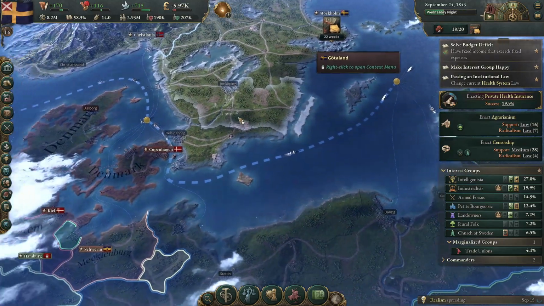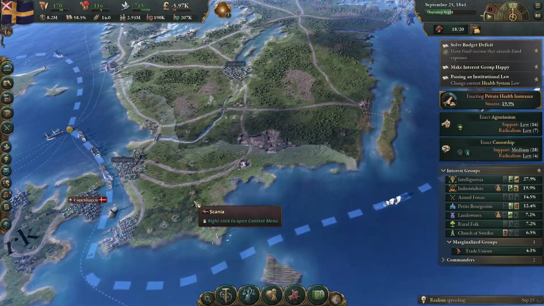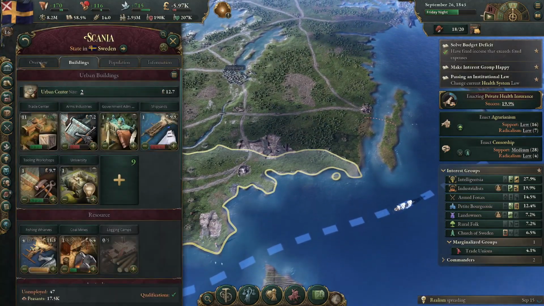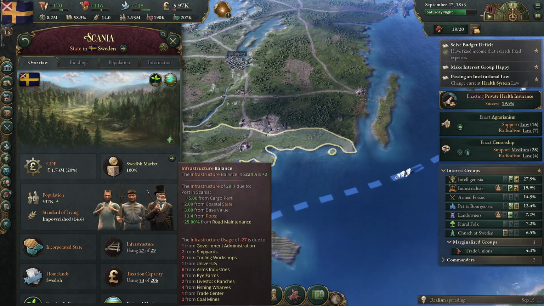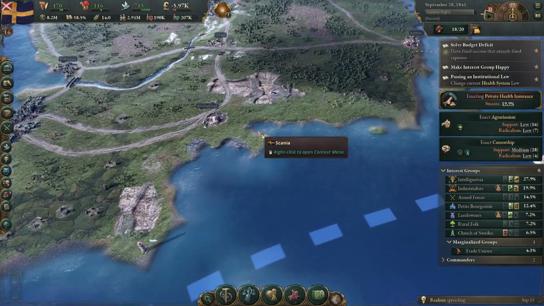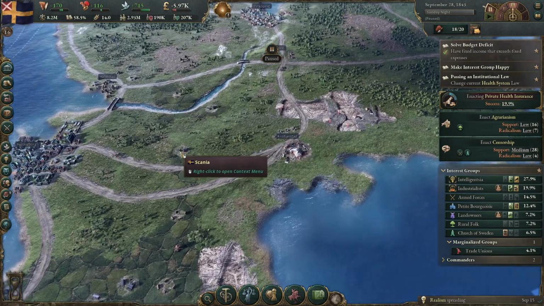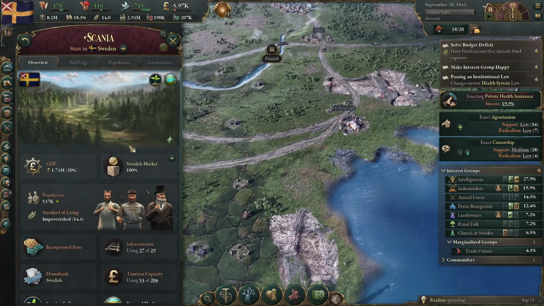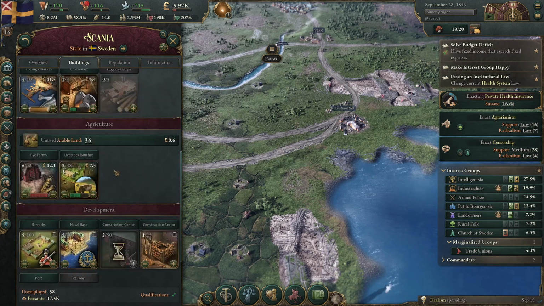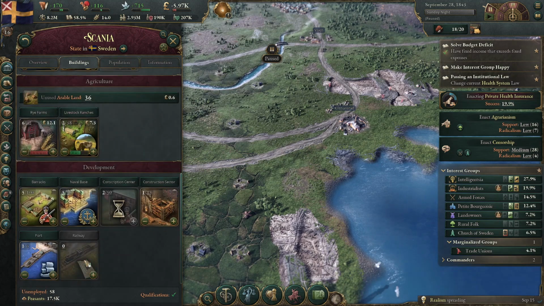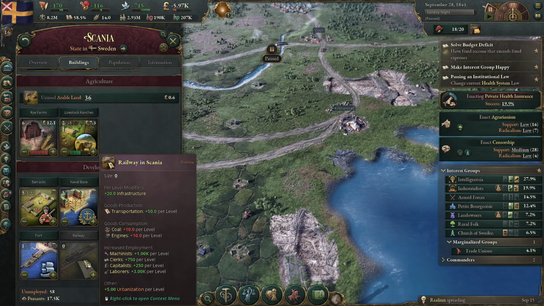So we're building that up. Let's just have a look in Scania. We've got a little bit of infrastructure. Now we have researched railways as well. And I think if we come in here, look at buildings, what railways do, as far as I know, they produce transport.